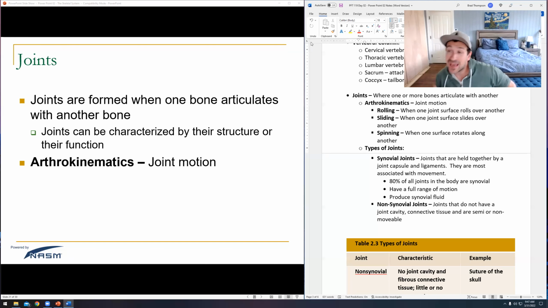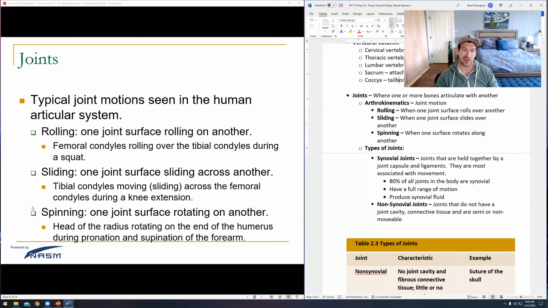There are three major categories of joint movement. Now, you might have combinations of these. You might have two movements occurring simultaneously within a joint. That's why we've got different types of joints that we'll look at in a minute. But for now, let's just take a look at these three major categories. So one of the actions that you're going to see is a rolling joint action, and that's when the surface of one bone rolls over the surface of another.